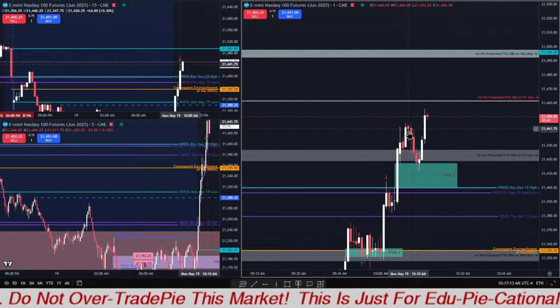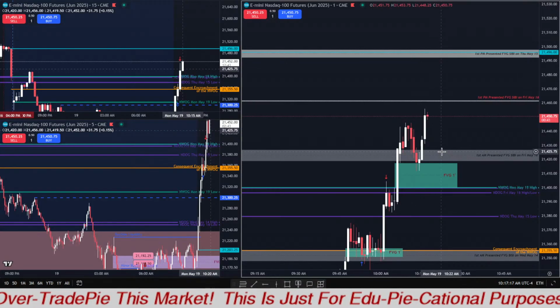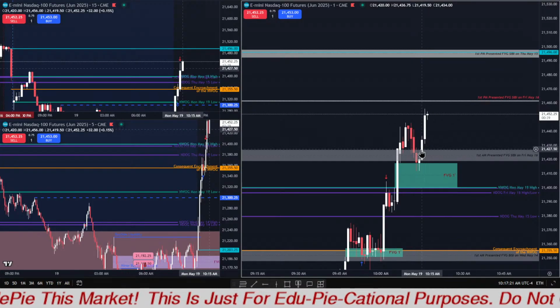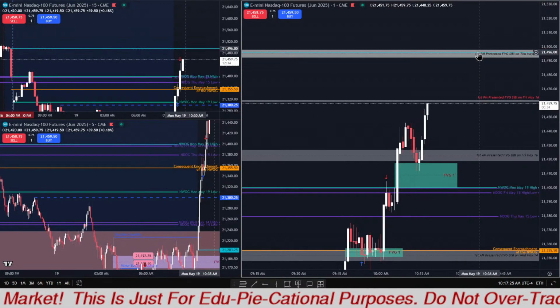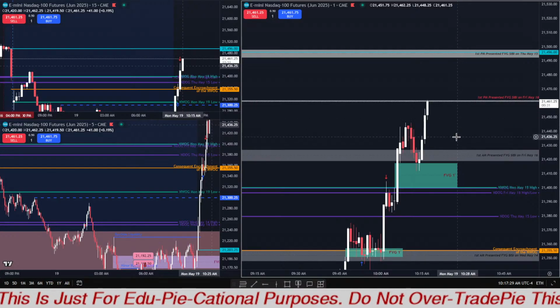Now if the market trades back into this inefficiency over here, the first presented fair value gap, or even this inefficiency, I will consider another run higher, but I have to be patient and see.